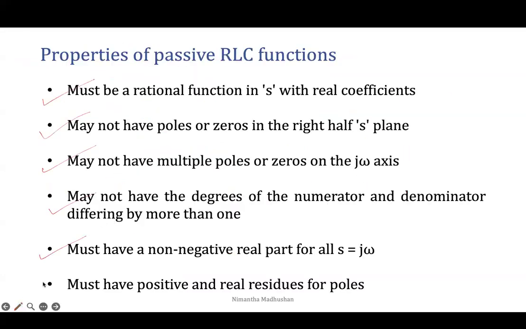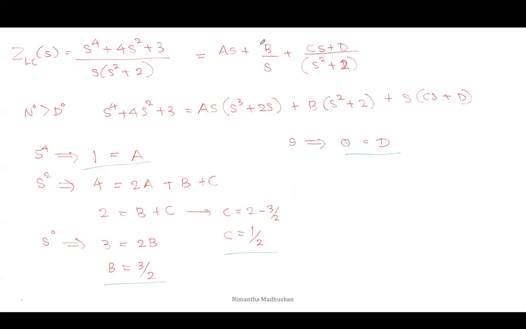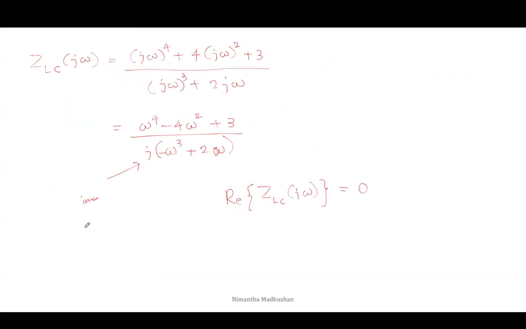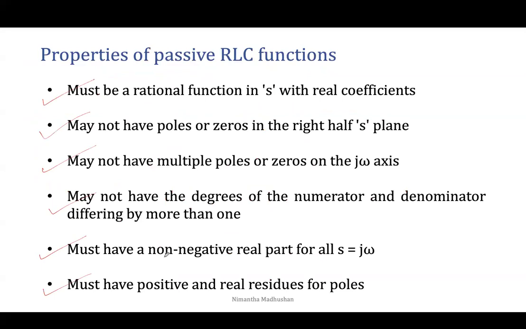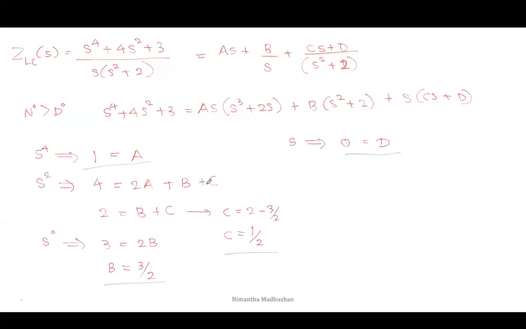In the last property, it says must have positive and real residues for poles. Here, the real residues are b, c and d. You can see the values of b, c and d are positive and real. Then the last condition is also satisfied. Then we can apply the first form to this function.